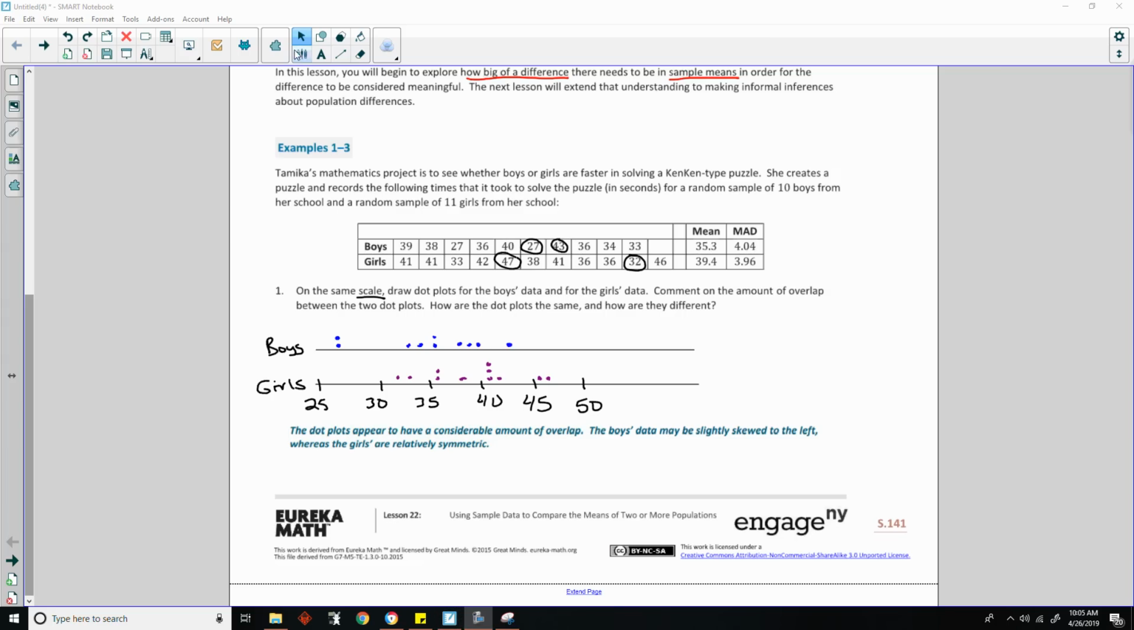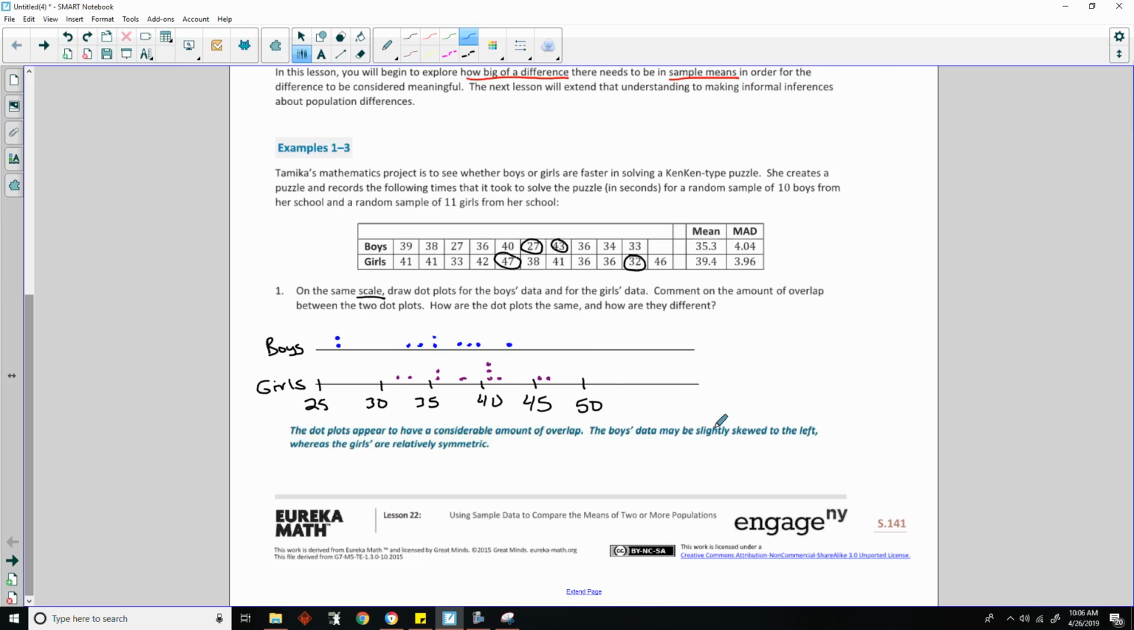And what do they mean by overlap? Well, any data that they share. So this from here is the end where the girls are, and this is the end of the boys' data. So all the data that they share would be overlap. The girls ended, well, there's two more over here, so that'd be your overlap right there. That's what they mean by overlap.